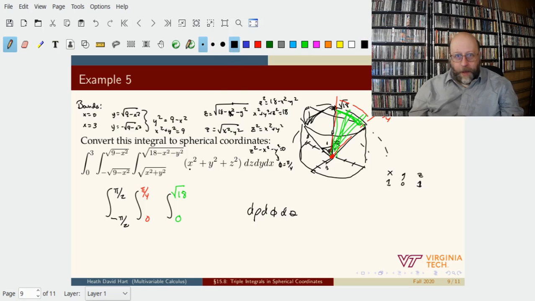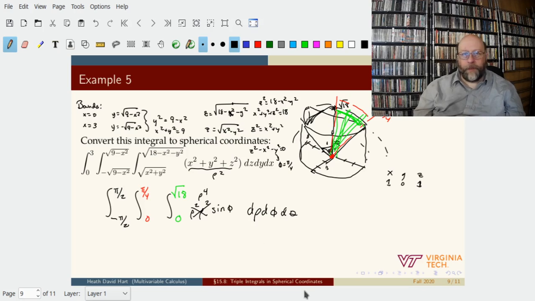And then the last thing we have to do is convert this. This is rho squared, but I have to multiply it by my conversion factor, which is rho squared sine phi. And so this just becomes rho to the 4th sine phi. And now this is in spherical coordinates.